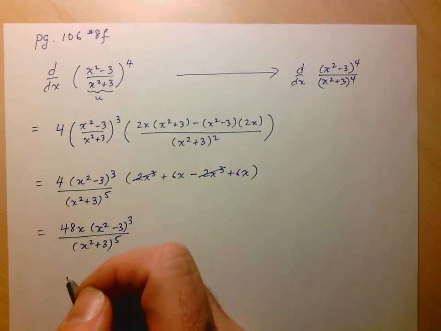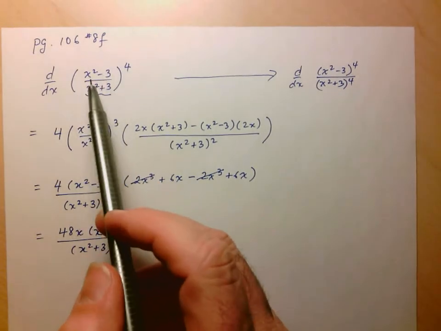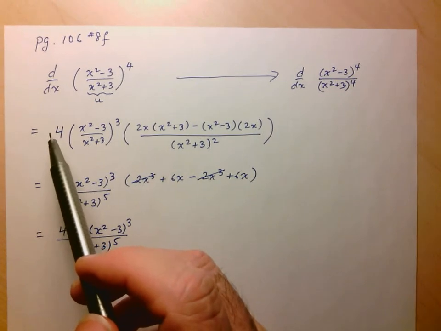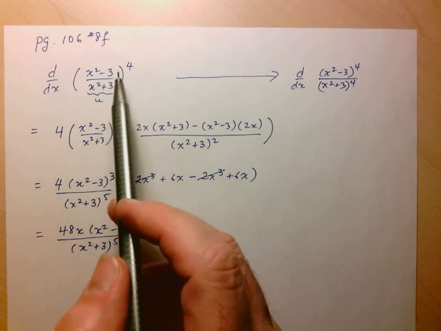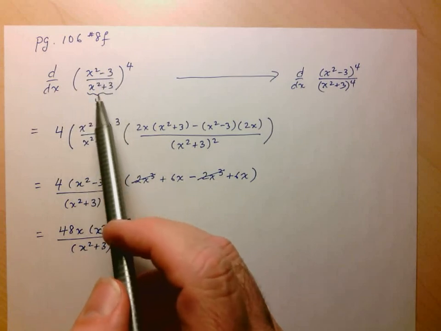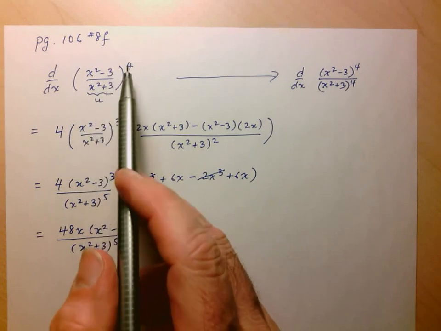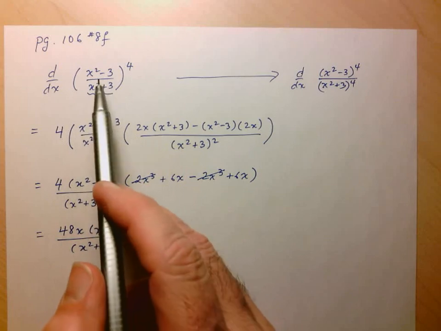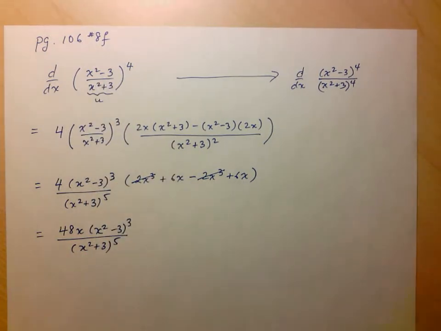Just to recap here, when I see something like this that's got some big expression to an exponent, chances are the best way to do it is to use the chain rule. First I apply the chain rule by thinking of this as my interior function, my u. So first I take the derivative of u to the fourth with respect to u. That's this one here. And then to find the derivative of the inside function, I just had to use the quotient rule and then simplify. That's it.